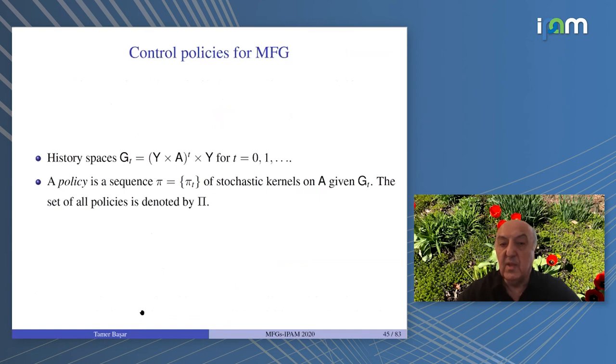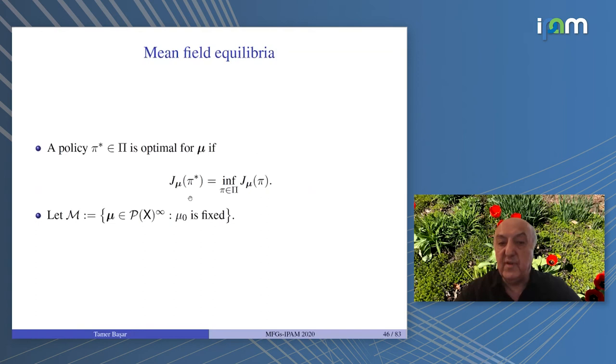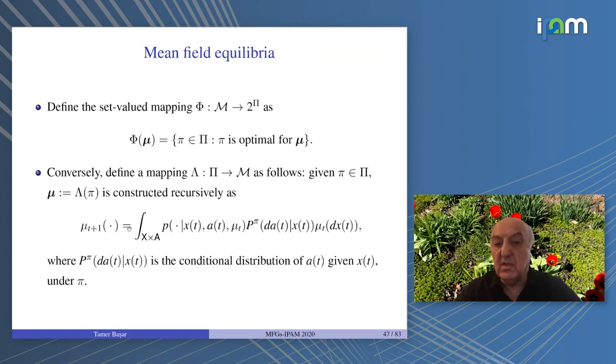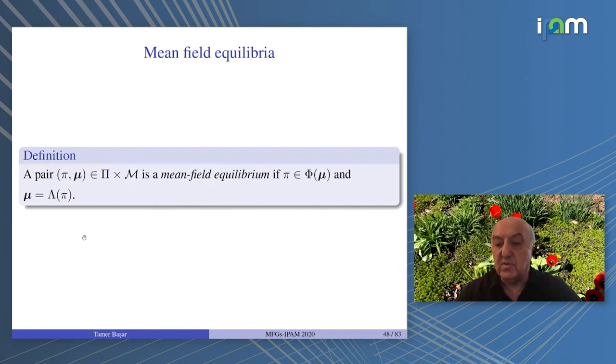And the control policies for the mean field game are given in this form. They are just mappings from the history of measurements and actions and the measurement at the last stage. And it's a stochastic kernel. And so the mean field equilibrium, first, as I did earlier, for a given mu, you find the set of all optimal pi's for an agent, and then you do the transition relationship between mu at time t and mu at time t plus one, and then you look for a fixed point. Then the mean field equilibrium would be that fixed point.